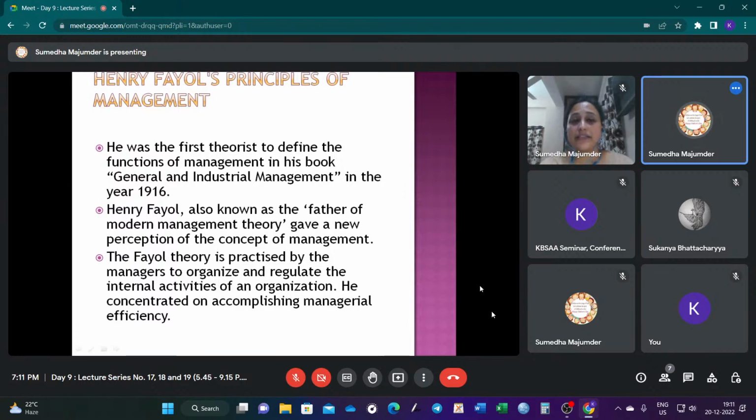And that is the basic rules. That means Taylor also mentioned that a proper compensation structure is important.